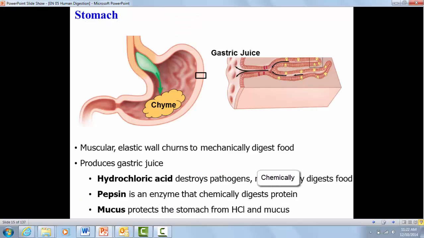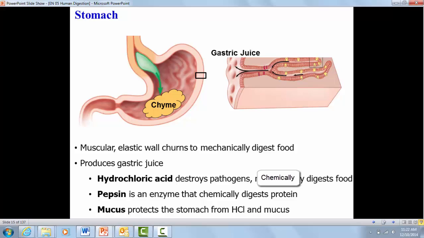This slide shows the structure and the function of the stomach. So once the food enters the stomach, the gastric juices inside are going to be turning that food into something called chyme. So chyme is a substance that's broken down food, and if you've ever vomited, what you're vomiting up is chyme. The stomach is a muscular organ, and its elastic walls help to churn, to mechanically digest that food.